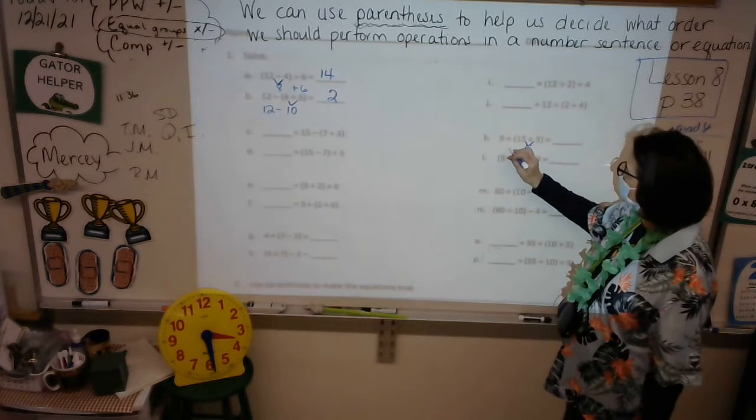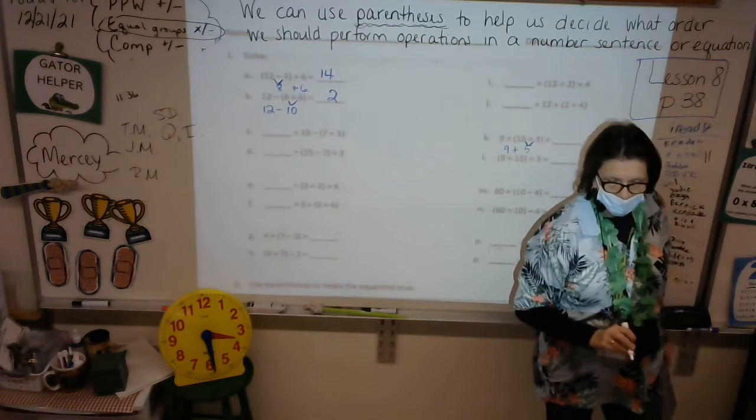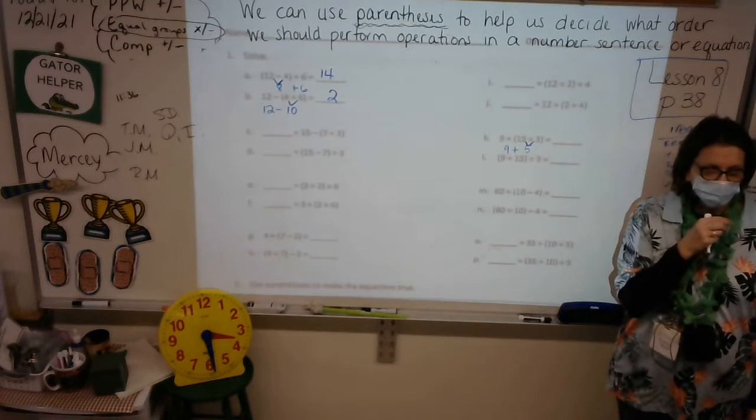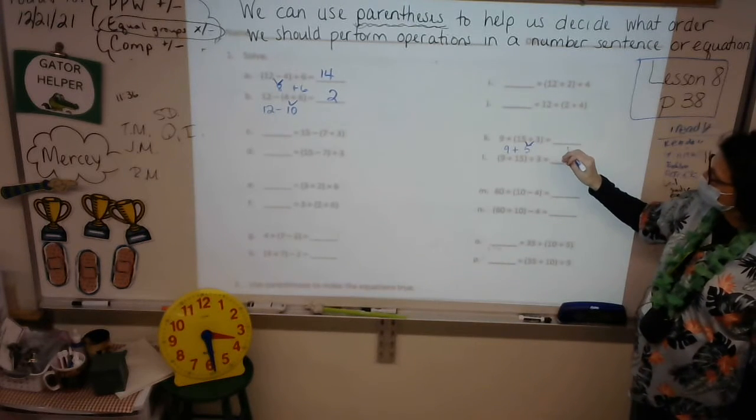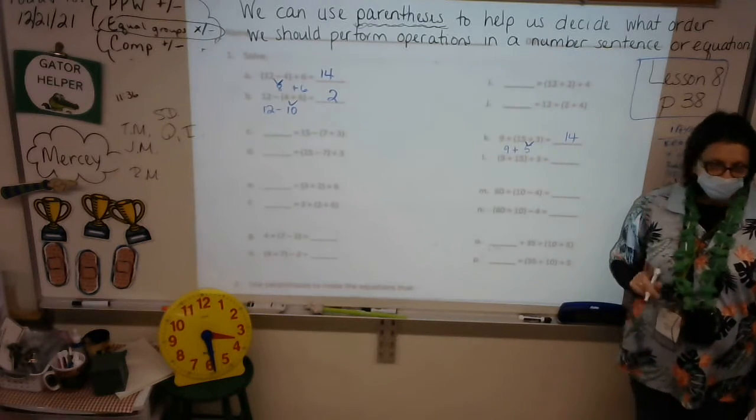And then also I have to bring down 9 plus. Well, what is 9 plus 5? Nathan, 9 plus 5 is... Very good. So it looks like 14 is the answer to the top expression.